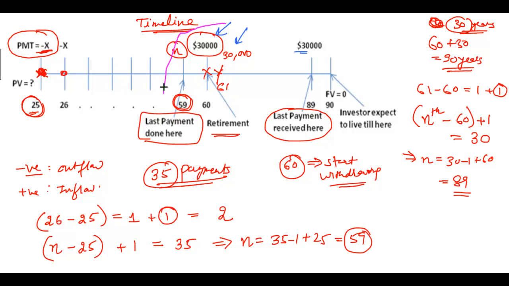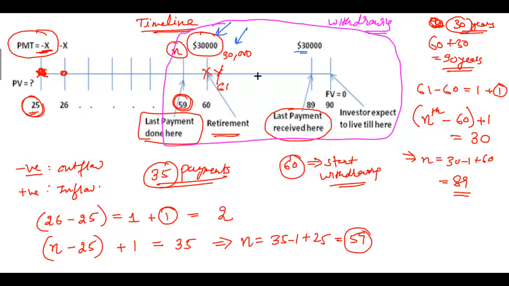Okay, one part would be this part, that is when he is withdrawing the money, so that is his withdrawing phase. That is the one part, and another part is when he is investing. So this is the other part where he is investing. So these are the two parts that you have.